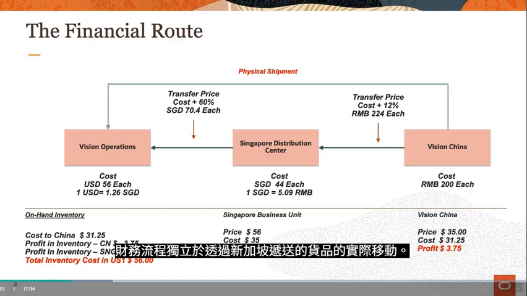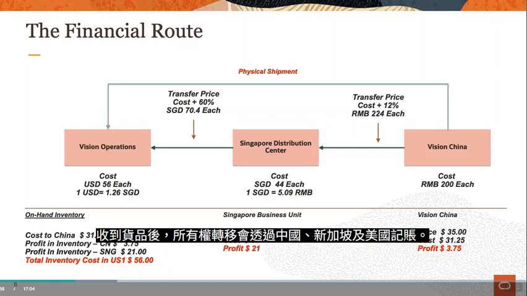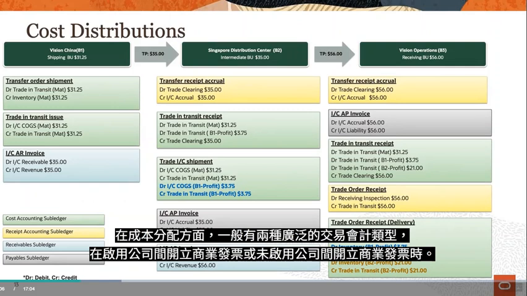In regards to cost distributions, there are generally two broad types of trade accounting: that with intercompany invoicing enabled, and that without. Oracle Fusion Cost Management supports costing and accounting for internal material transfer transactions, both forward and returns. It also facilitates streamlining accounting when the physical flow of shipping goods is separate from the financial flow.